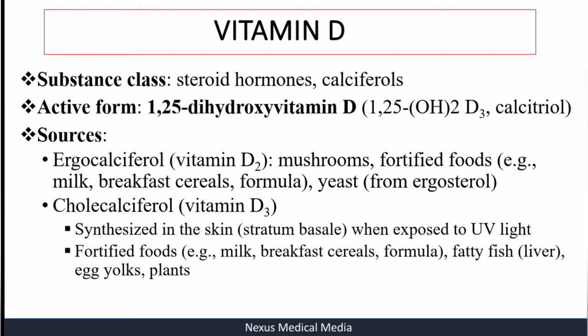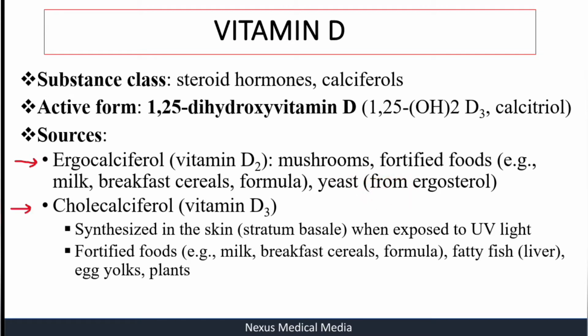Sources: where do you find vitamin D? The first one is calciferol. That's vitamin D2. You find this in mushrooms, fortified foods, for example milk, breakfast cereals, formula milk, and yeast. Yeast is from ergosterol.